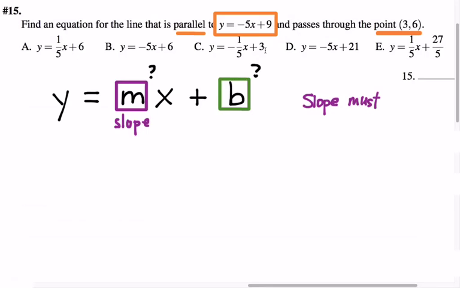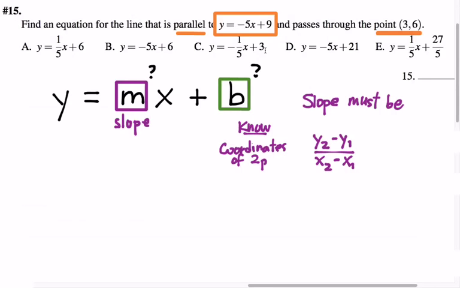y2 minus y1 over x2 minus x1. So on the one hand, that's the definition of what it means to be a slope in the first place. And if the information that we are given includes the coordinates of 2 points, that's how we can find the slope. If we know the coordinates of 2 points, then probably a good idea to use that formula.